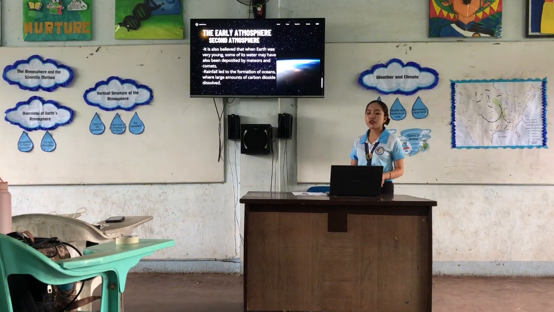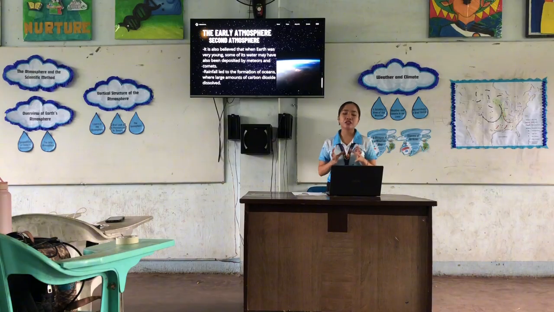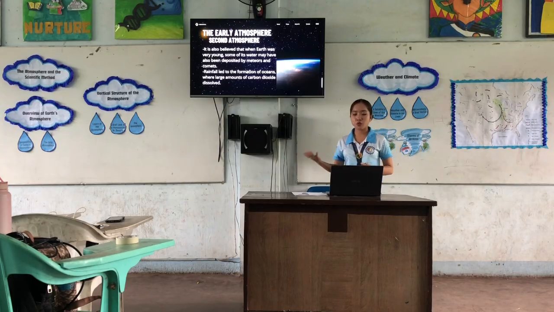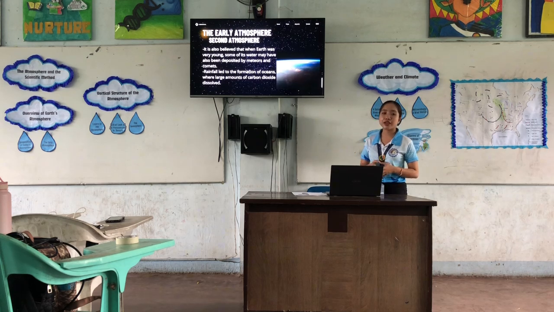So it is also believed that when Earth was very young, some of its water may have also been deposited by meteors and comets. So we all know that meteors and comets, some of them are made up of ice. So when debris or meteors land on Earth, those icy comets and icy meteors would melt and become Earth's water. So rainfall also led to the formation of oceans where large amounts of carbon dioxide dissolved.